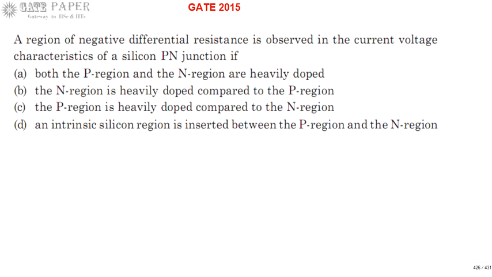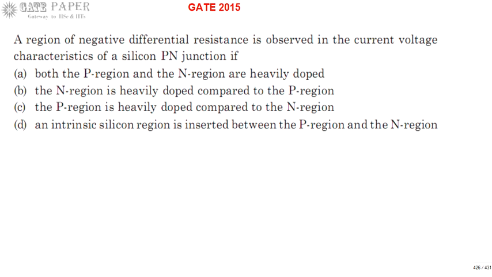Hello, we are discussing the GATE 2015 ECE paper. A region of negative differential resistance is observed in the current voltage characteristics of a silicon PN junction. If A. Both P and N regions are heavily doped.